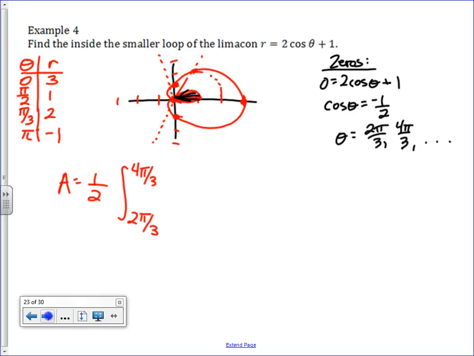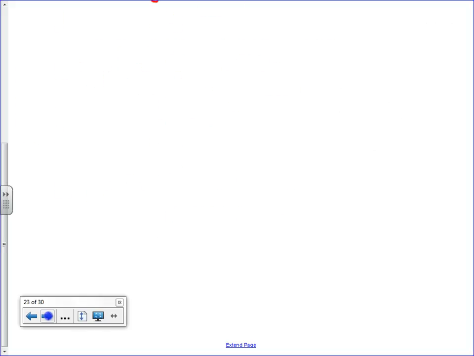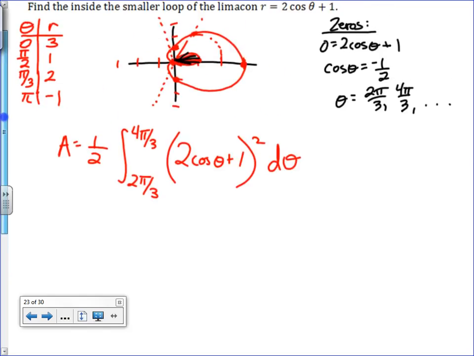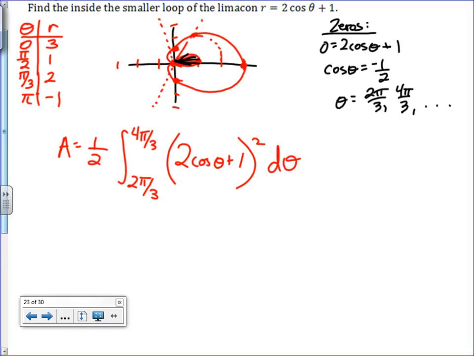Otherwise, everything is going to be the same because I have my 2 cosine theta plus 1 squared d theta. I'm going to have to use power reducing again. Do you see why power reducing was started in this section? Maybe. For the bracket, is it always symmetric? Yeah, always symmetric.